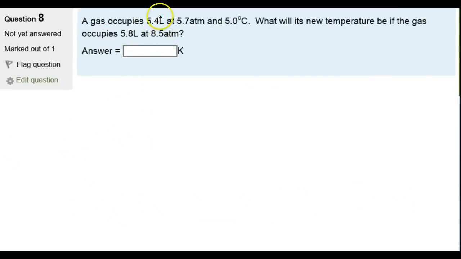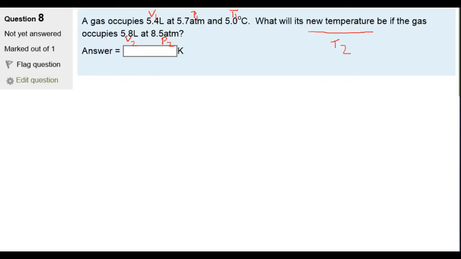In this problem here, it says a gas occupies this space right here. So this is going to be V1. At this pressure right here, this is going to be P1. And at this temperature right here, this will be T1. What will its new temperature be? We're asked to find T2, if the gas occupies a new volume, which is this right here, which will be V2, and a pressure of this right here, which will be P2.